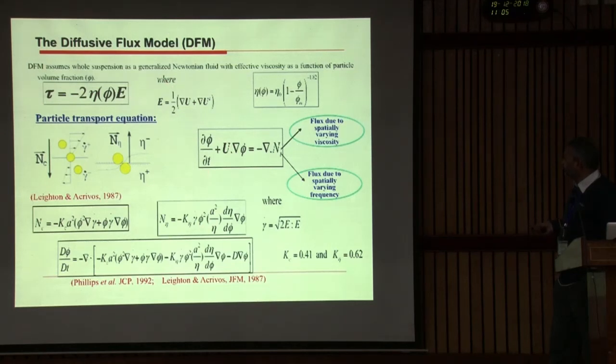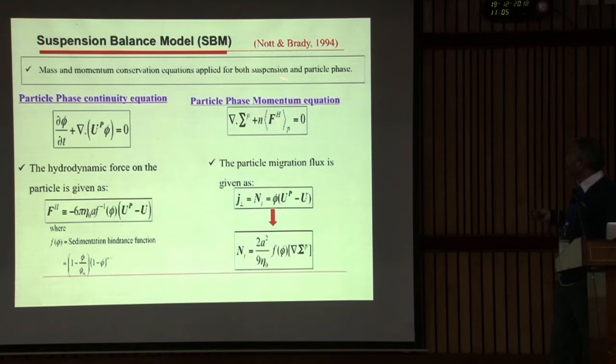A diffusive flux model is very simple. You solve continuity and momentum, and you solve the particle transport equation. The flux can be decomposed into one part due to variation in viscosity of the suspension, and another due to the shear rate, and these are phenomenological parameters you can obtain from experiment. Another is the suspension balance model by Nott and Brady.